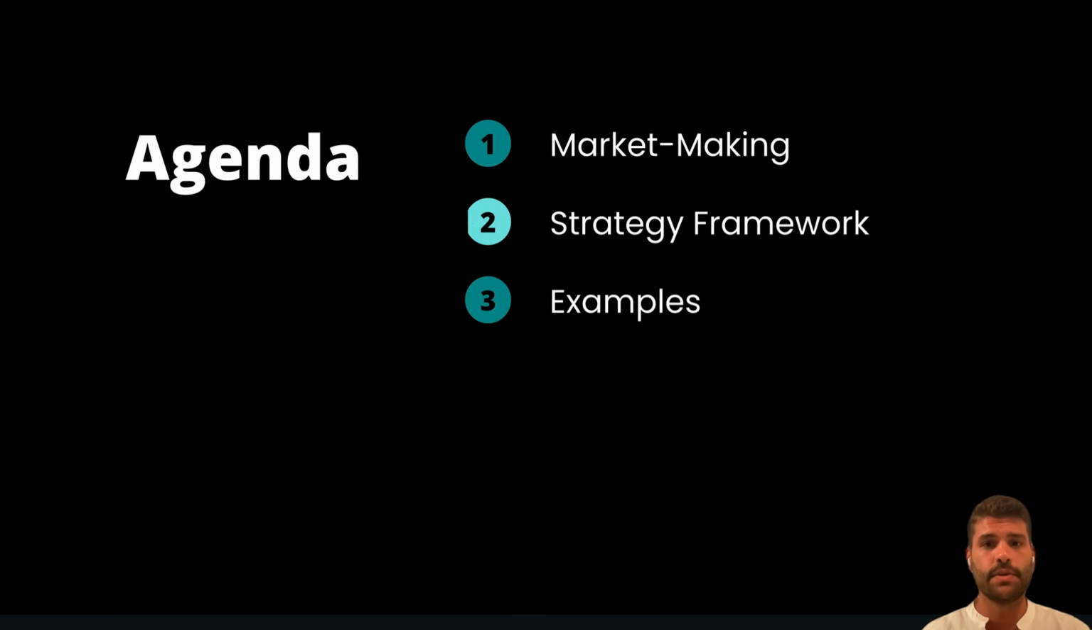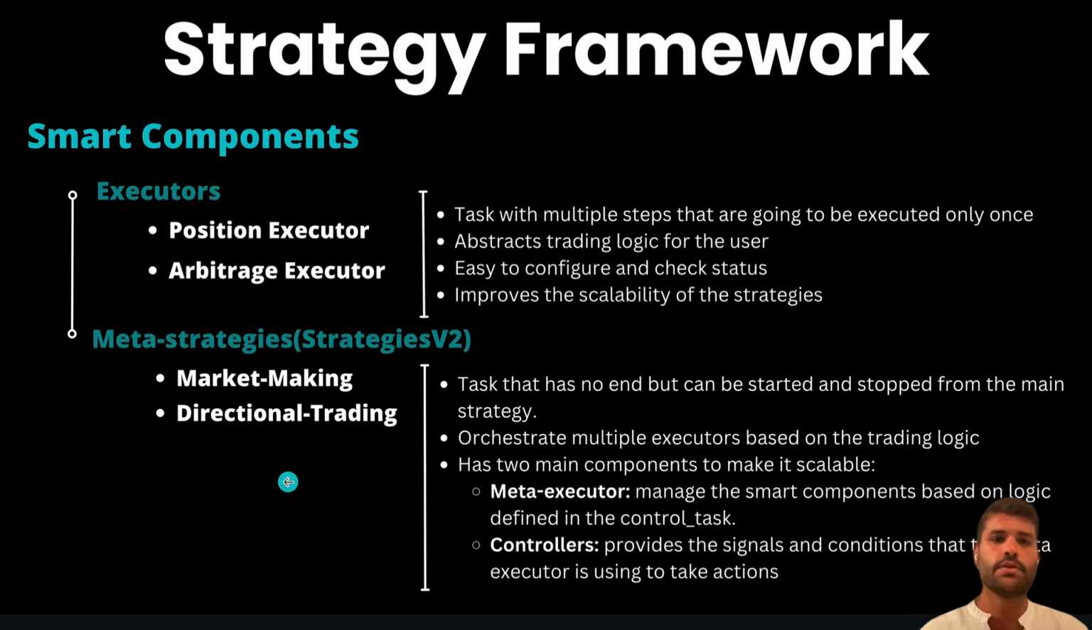So now let's review the strategy framework. This is going to be a little bit complicated. I'm not going to go into too much detail, but right now the strategy framework has two main things. This is in a branch that I'm going to show you later on. We have, in the first place, the executors. As Mike mentioned, we have the position executor and the arbitrage executor. The idea of these smart components is that they are low level, they abstract the trading logic for the user.